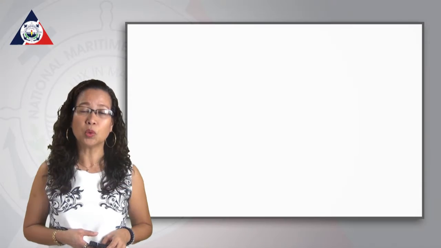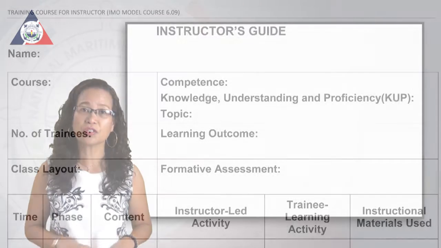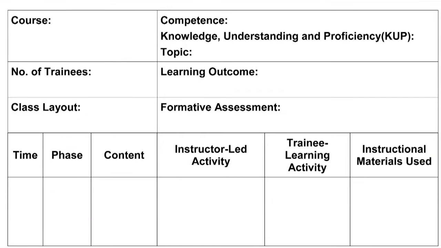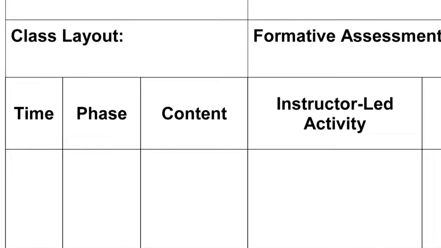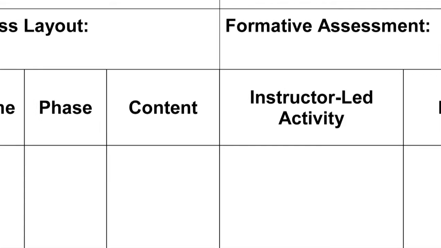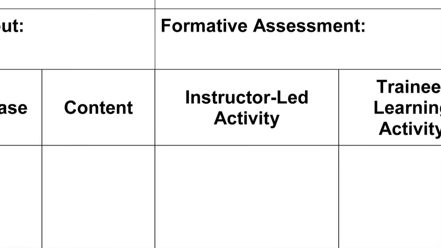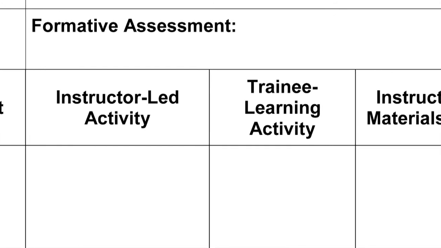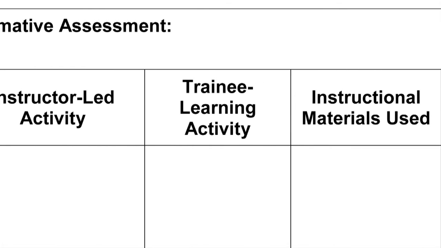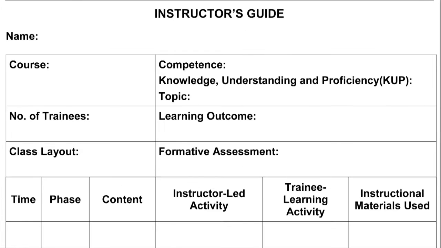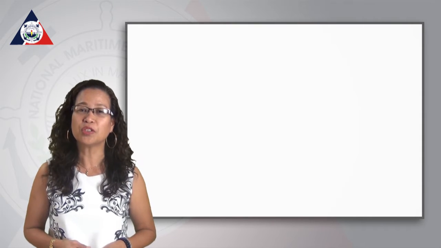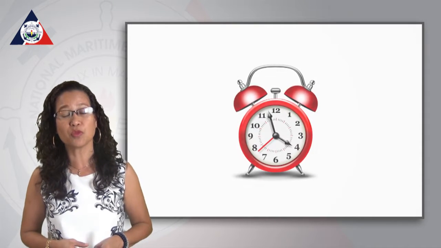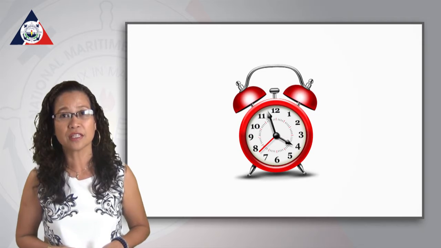It's time to look at the second part of your instructor's guide, which essentially is about the teaching and learning activities. It has six components: time allocation, phases of the lesson, content for each phase, instructor-led activity, the trainee learning activity, and the instructional materials to be used. However, you need to determine how much time you have to deliver the lesson.